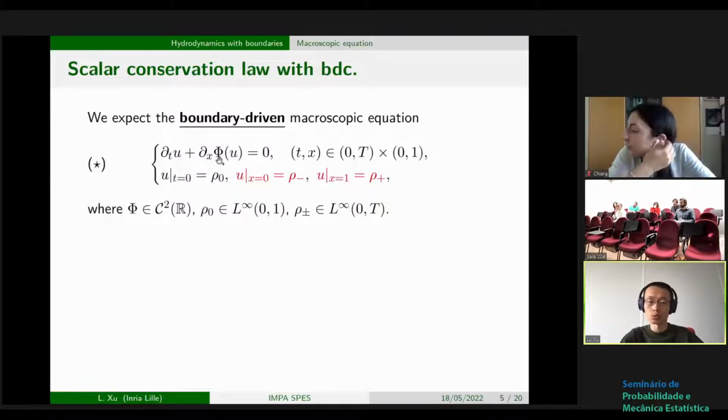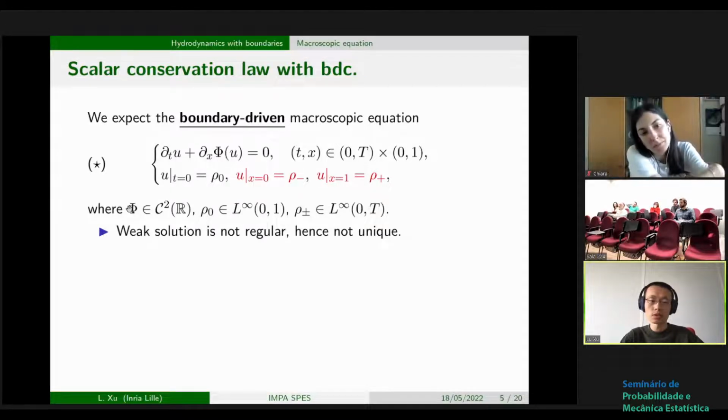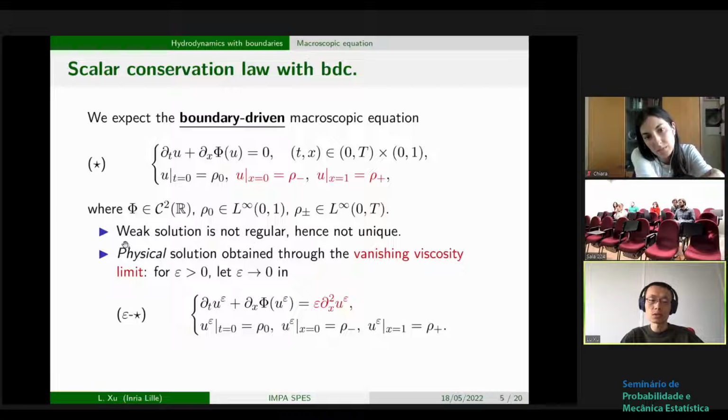Which kind of solution would we like to consider? First, as we know, this is a nonlinear hyperbolic equation. So the weak solution of this equation is not regular, and it is not unique. What we have to do is choose a physically meaningful solution from all of these weak solutions. This solution should be obtained through the so-called vanishing viscosity limit. What is it? It means that I'm adding a small parabolic perturbation here, epsilon times the diffusive term.